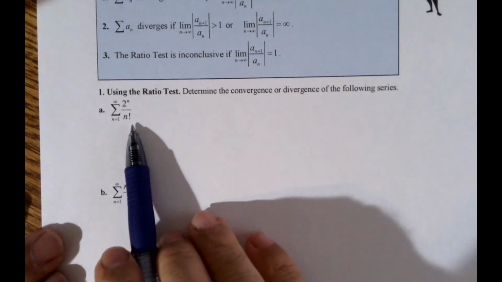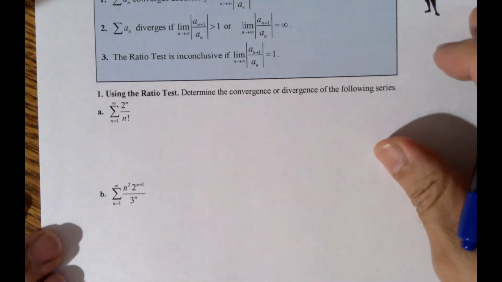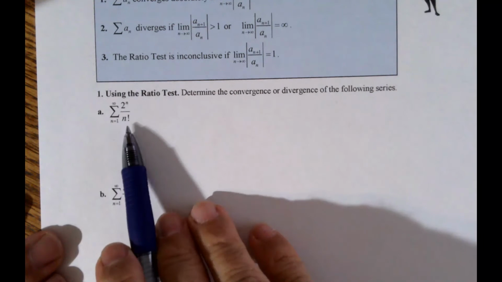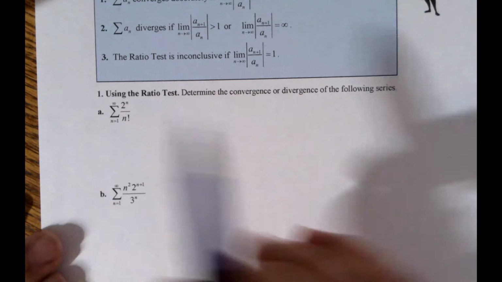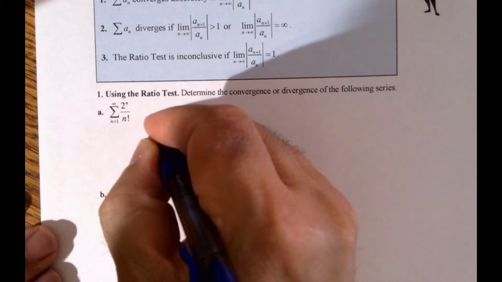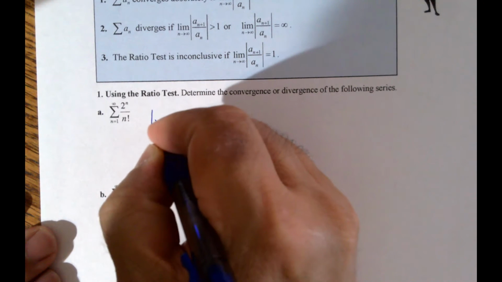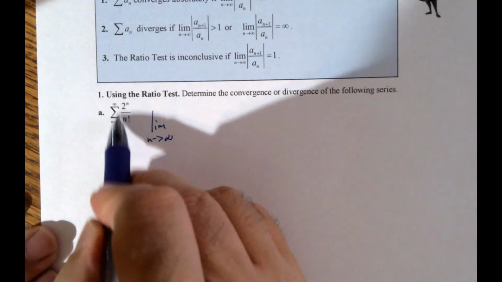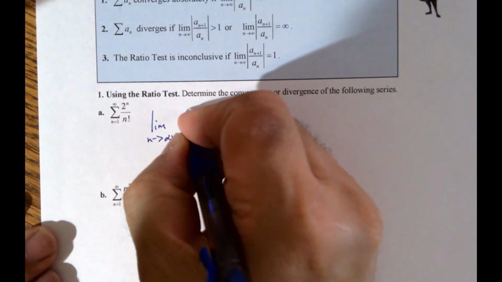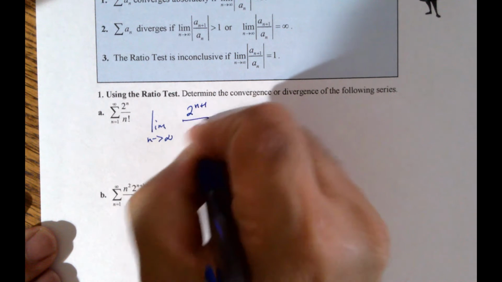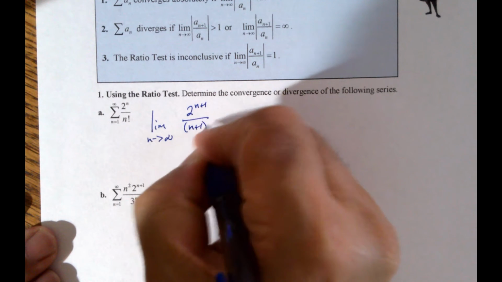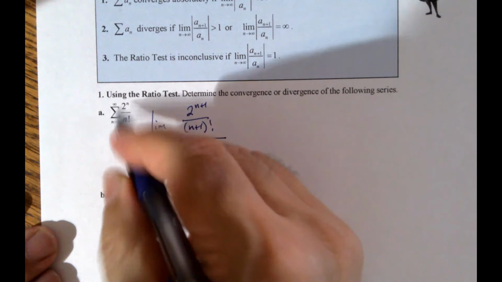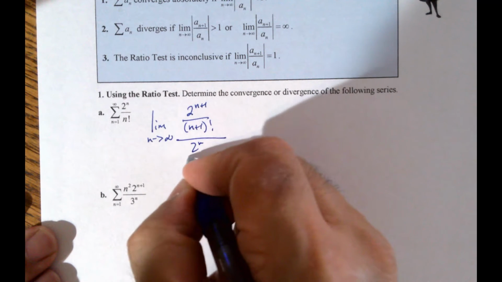You'll notice in the first example, we have n factorial. What you will find is that this test is very good for problems that have factorials in it, right? Because they cancel nicely. All right, so first, the setup looks like this. Limit as n goes to infinity, a sub n plus 1. So plug in n plus 1 into n, so it's 2 to the n plus 1 over n plus 1 factorial over the previous value, which would be 2 to the n over n factorial.